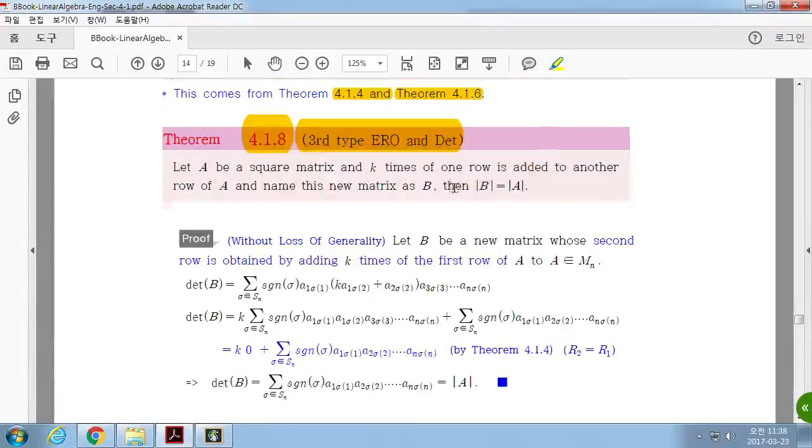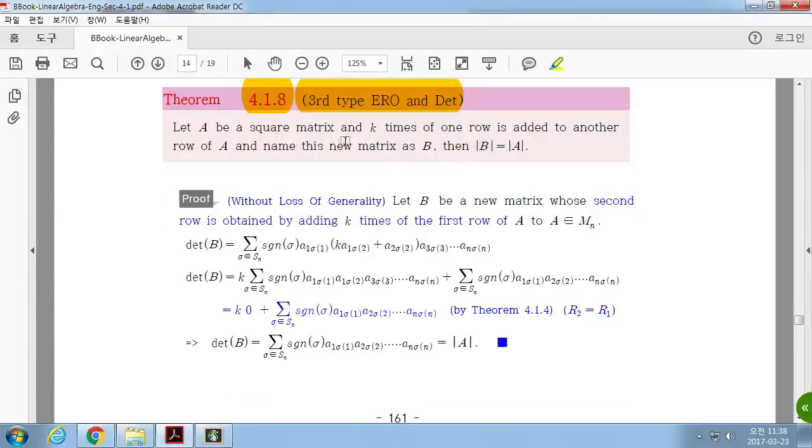Next, the third type elementary row operation and determinant. If you do the third type elementary row operation on A, which means k times one row added to another row of A, then the determinant stays the same. So if you do the third type elementary row operation on a matrix, there's no change in the determinant. This is very important. When you find the determinant, you can do the third type elementary row operation over and over again until you have a very simple form, but there's no change in the determinant.